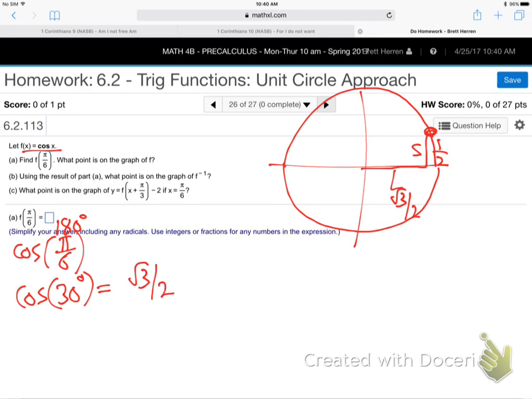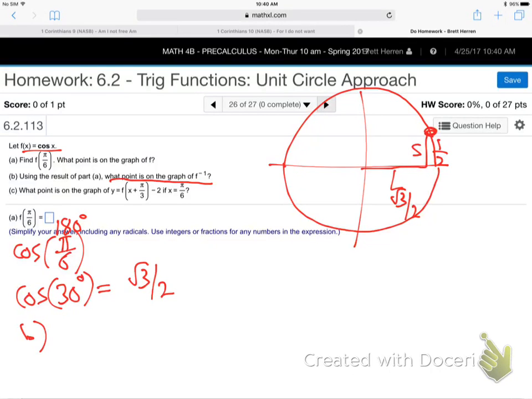So that's part A. Now part B, that was all part A. Part B is saying, use the results of part A. What point is on the graph of f inverse? Oh wait, no, I didn't quite finish A. A said what point? They don't just want the answer.